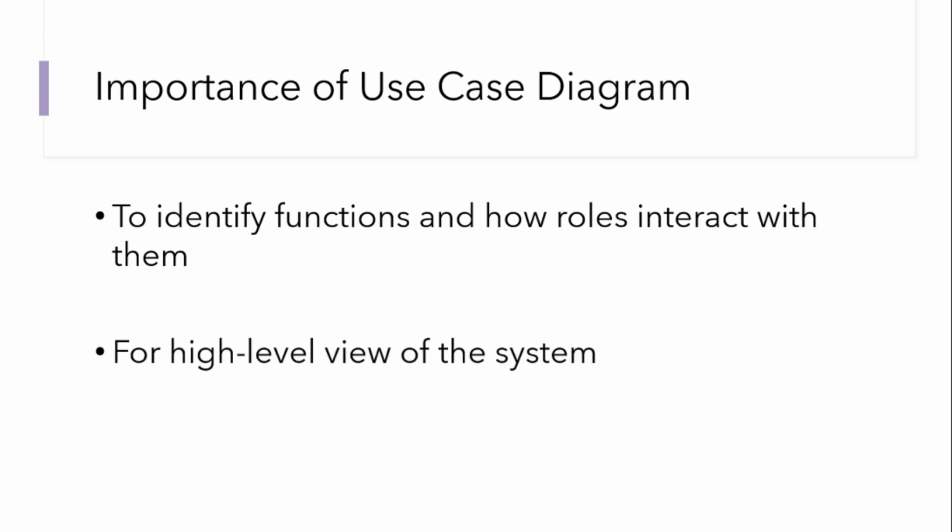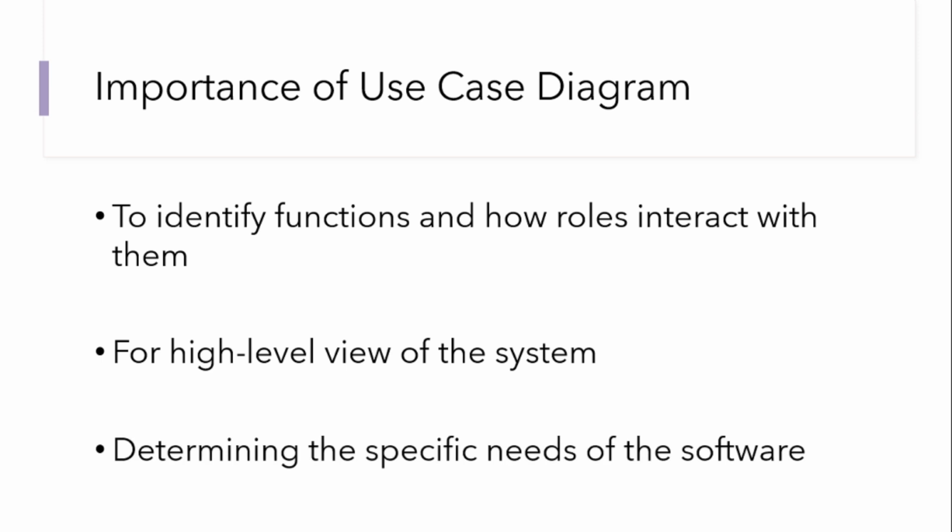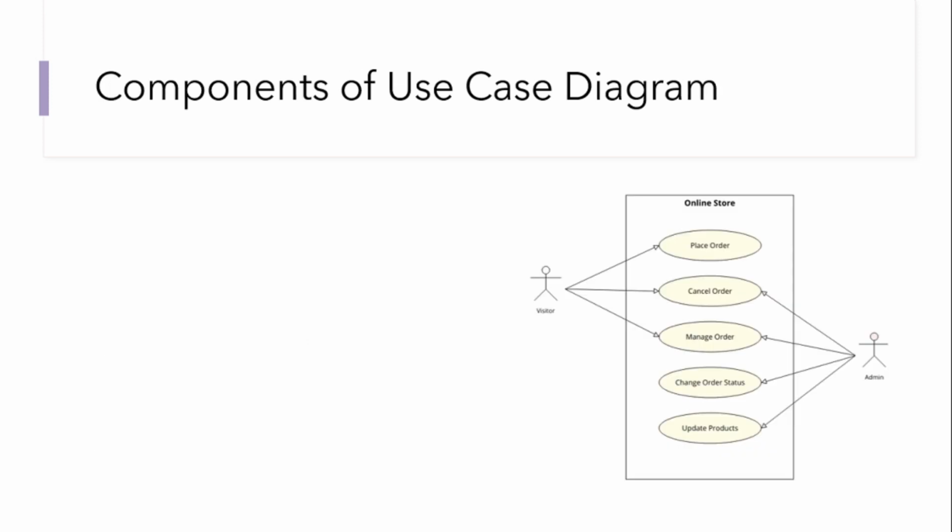Then the next one is for a high level view of the system. When you pick the view of the system, the entire system, you can see the various functions that the system entails and then the various roles within the particular system. So that is the high level view of the system. And then the next one is determining the specific needs of the software. With the use case diagram, it helps you to identify the core functions of the software.